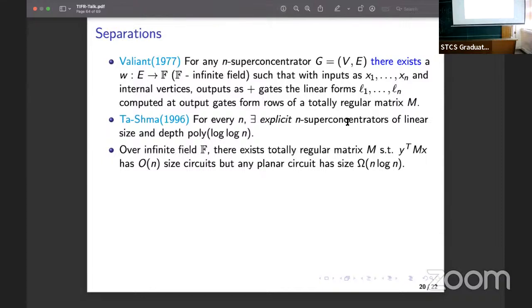I know Valiant, immediately after the 77 paper, had constructed super concentrators of linear size. So what is Strassen's contribution? He gets the depth down to poly log n; the original Valiant construction was log n depth. I think if you have an expander, you can get log n. From log n to poly log n is Strassen's. Okay.